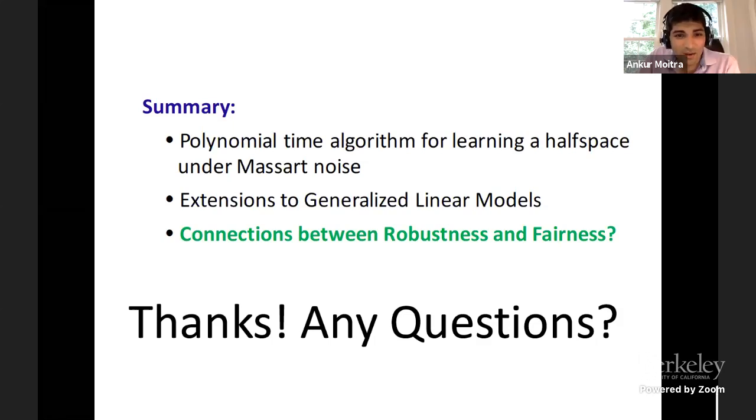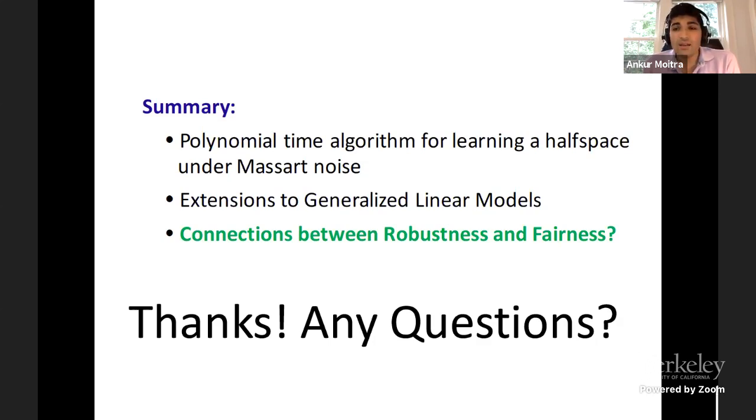Thanks, great talk. Okay, let's see. If the noise were actually from the logistic model, does your algorithm still work? That's a great question. This is a pretty technical one, so let me do my best to explain it.